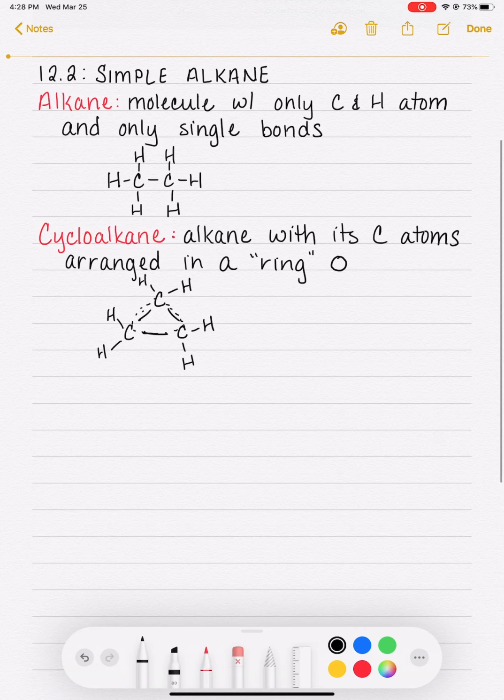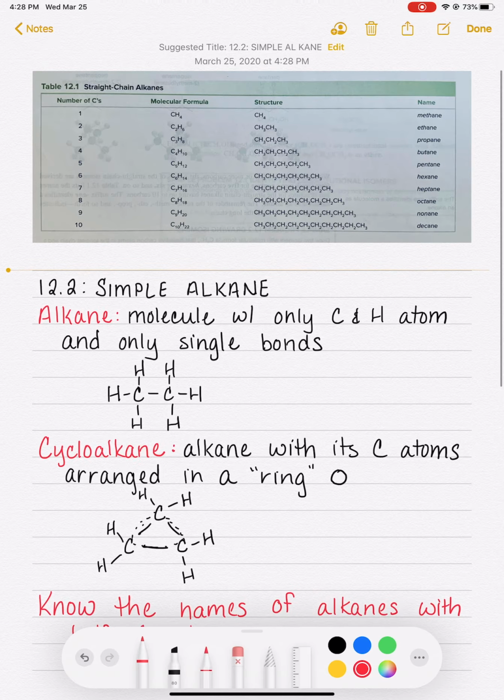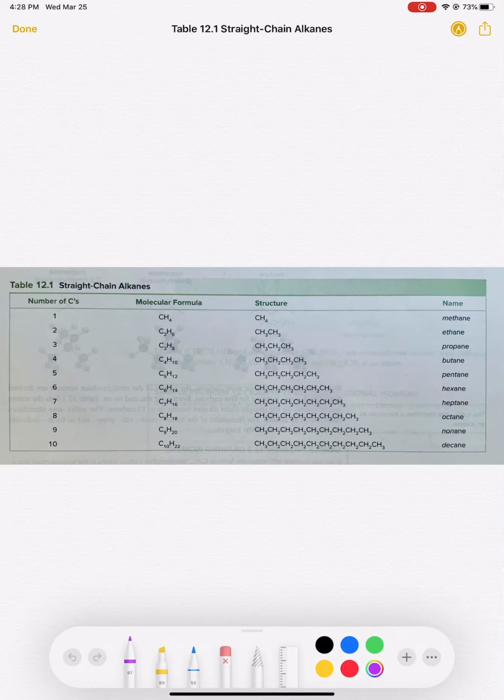So what I need you to do is know the names of the alkanes that have 1 to 10 carbon atoms. You don't need to memorize this. You can look it up. You have a nice table in your textbook that gives you the names of the alkanes with 1 to 10 carbon atoms. This is table 12.1, and in my version of the book, it's on page 412, so it's going to be somewhere in that area.